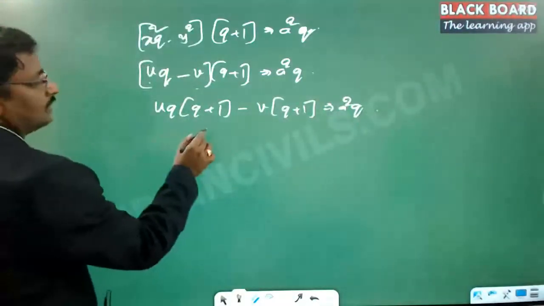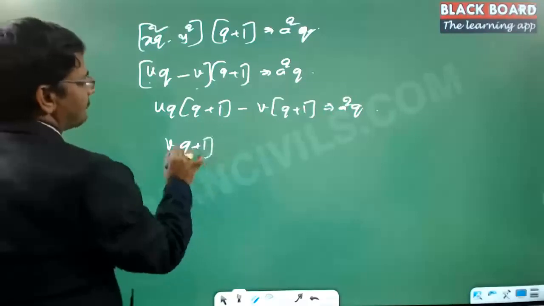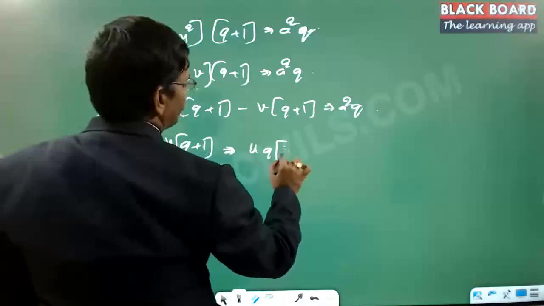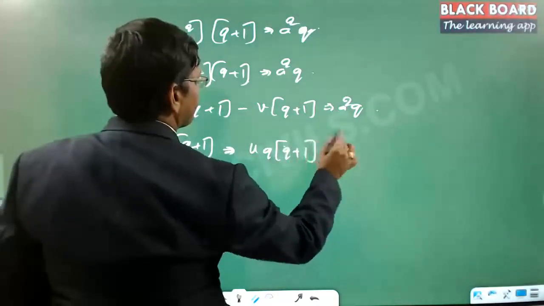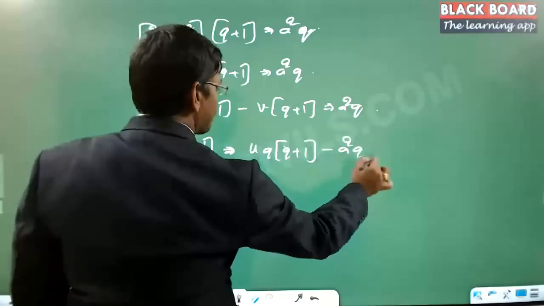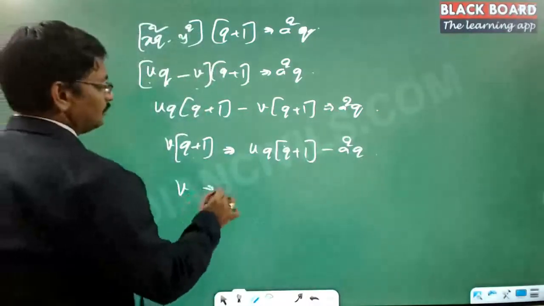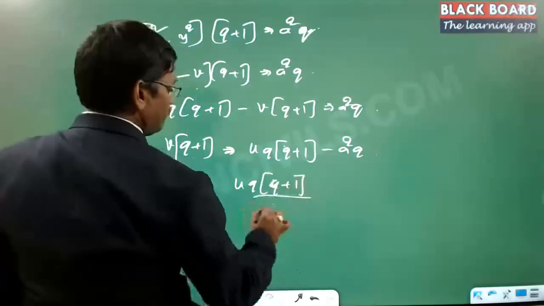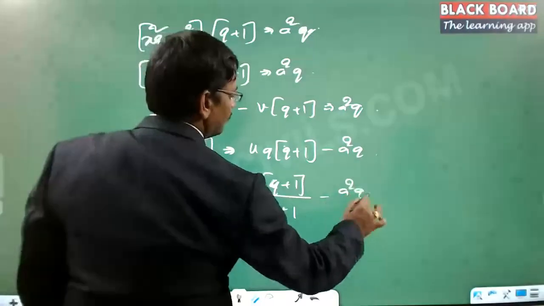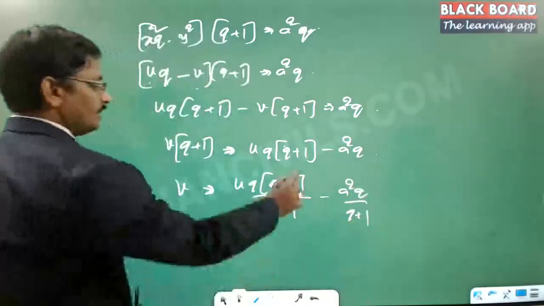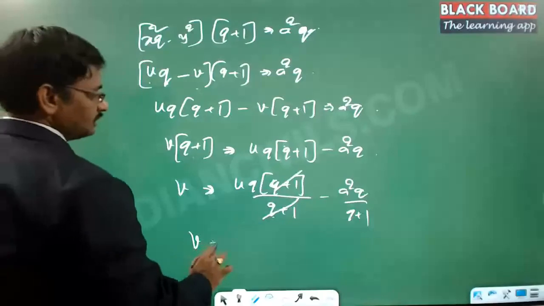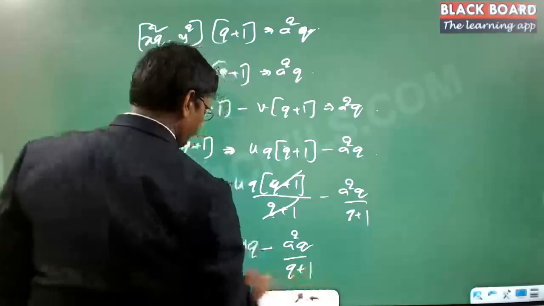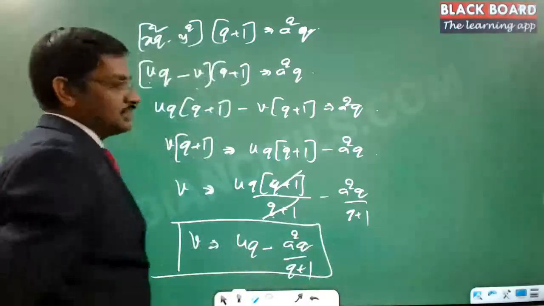Now what we can do is v into q plus 1 is equal to uq into q plus 1 minus a square q, and this is v is equal to uq into q plus 1 divided by q plus 1 minus a square q divided by q plus 1, and this q plus 1 will cancel, so v is equal to uq minus a square q by q plus 1, right? So this is the differential equation.